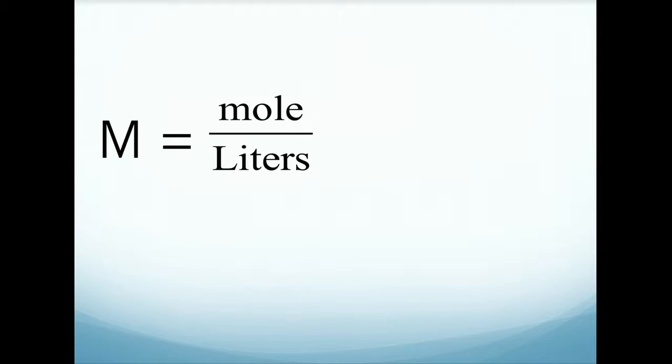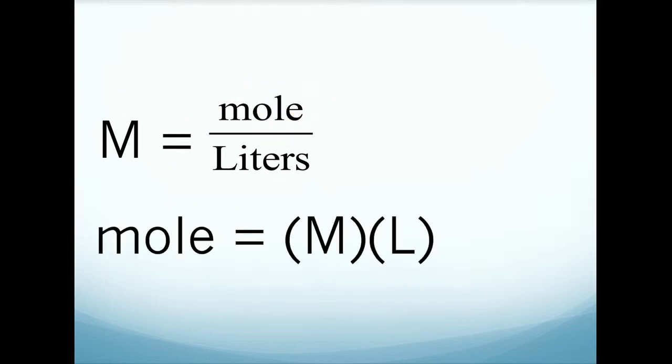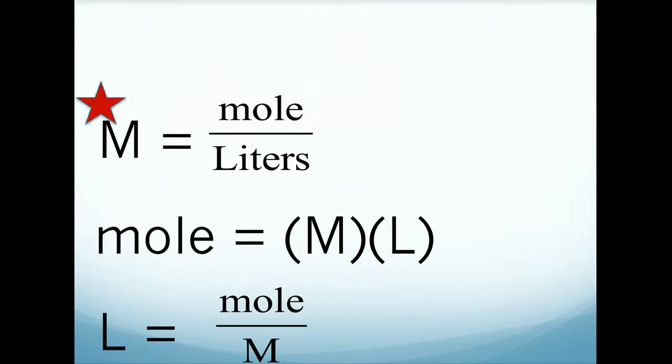If we're going to solve for moles, then we'd have to rearrange this equation, and that's using algebra. We would just multiply both sides by liters, and we would isolate moles on the equal sign, so that would be molarity times liters. And we can also get a third equation, which is liters is equal to moles divided by molarity. Now, you will be given this one on a test, but the others you would have to come up with.